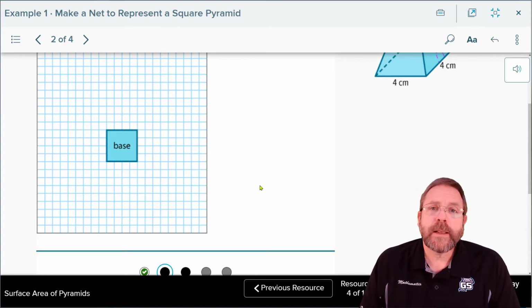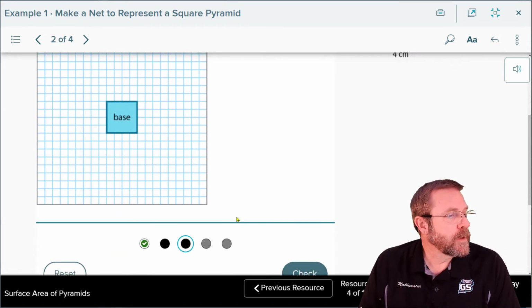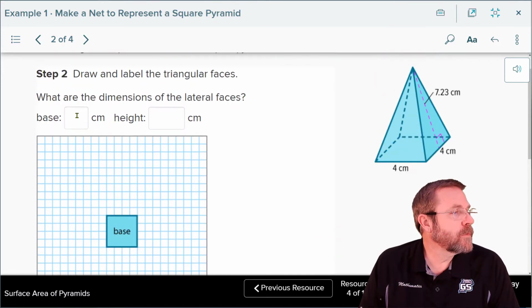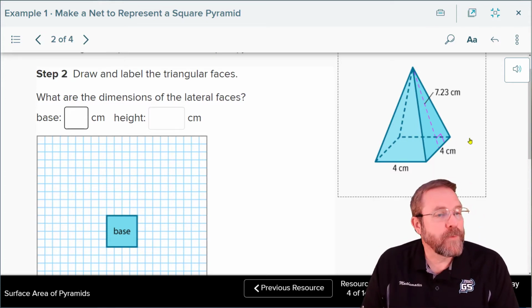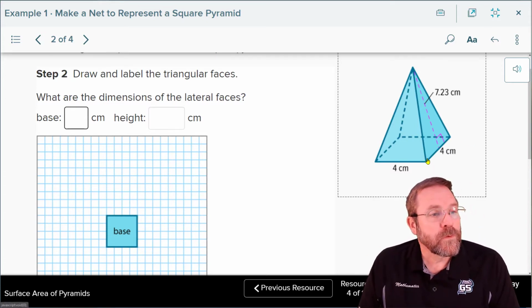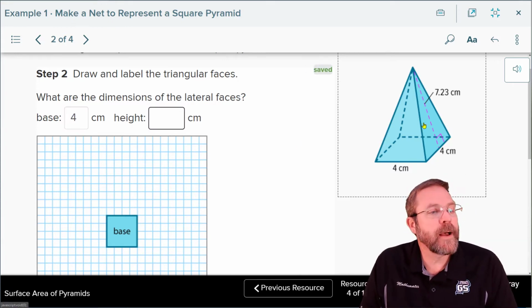Next, they're going to have to take and lay out the 4 sides of those triangles, and I believe they call those lateral faces. So we're going to click the next button again, and they want us to find out the dimensions of the base, the dimensions of the lateral faces. Well, each one of those are going to have a base of 4, so we're going to put 4 in for the base, and the height.